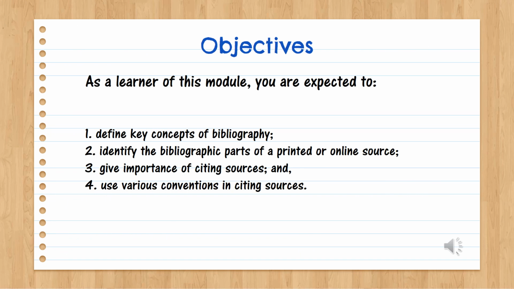Objectives. As a learner of this module, you are expected to, number 1, define key concepts of bibliography. 2, identify the bibliographic parts of a printed or online source. 3, give importance of citing sources. And use various conventions in citing sources.